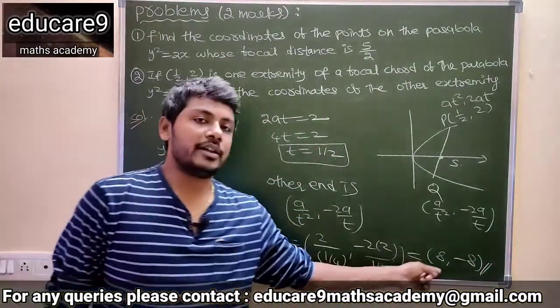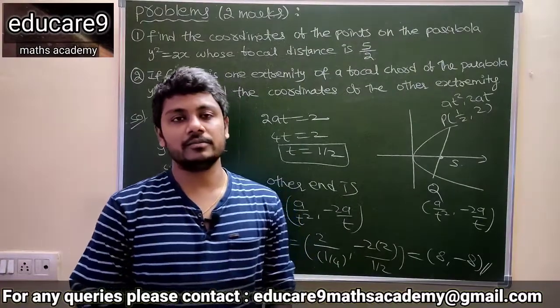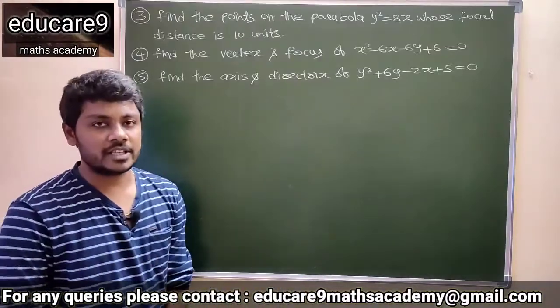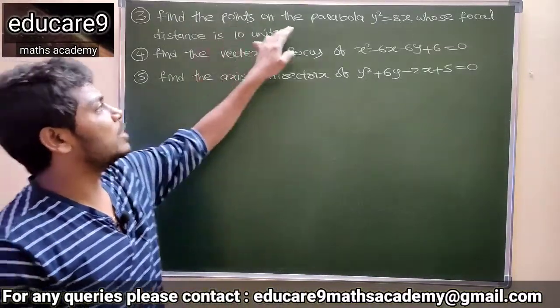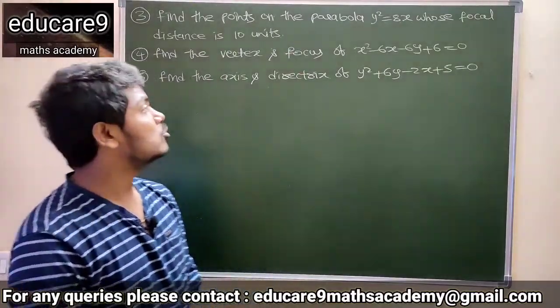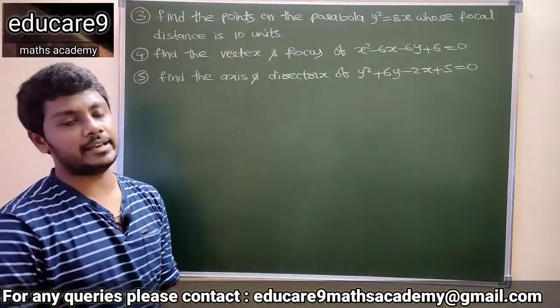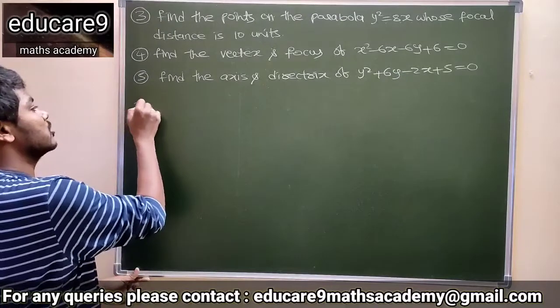This is the other end of the focal chord. So see the question number 3. Find the points on the parabola whose focal distance is 10 units. See the third solution.